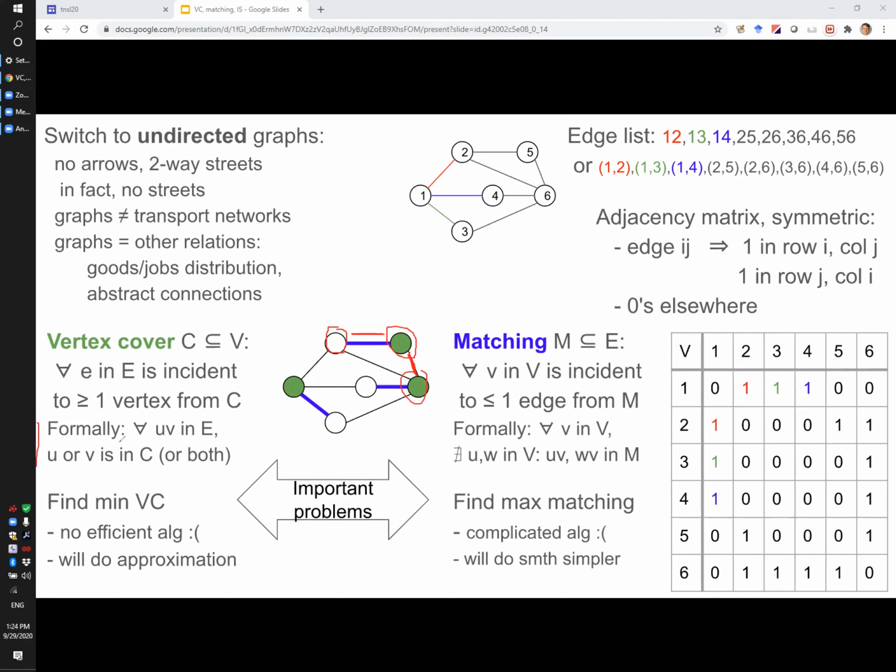Here is yet another definition. For every edge UV in the set of edges of the graph, either one endpoint or the other endpoint of the edge belongs to the cover. Maybe both endpoints belong, that's also fine, but at least one endpoint must belong to the cover. Okay, so again, to summarize, vertex cover is a set of vertices such that every edge has at least one endpoint in your set. Every edge is covered. Any questions about this definition?